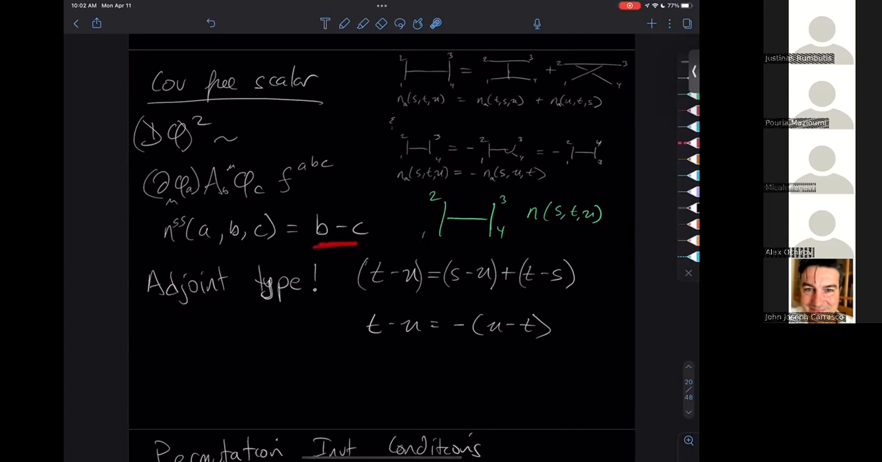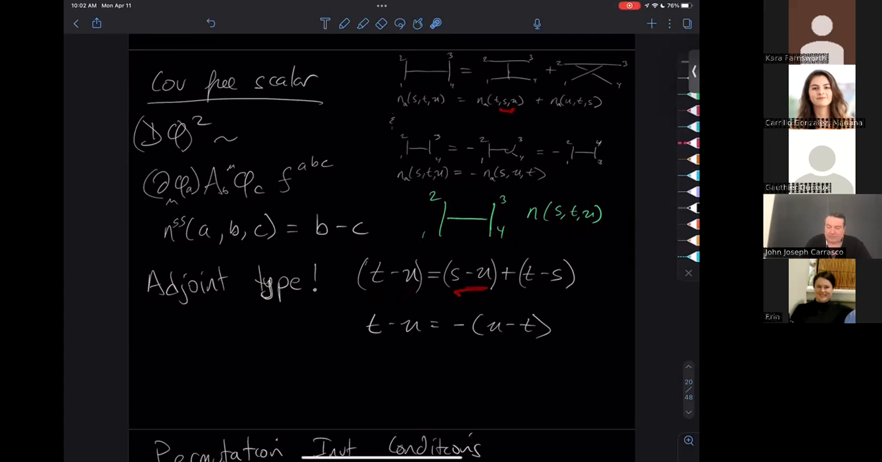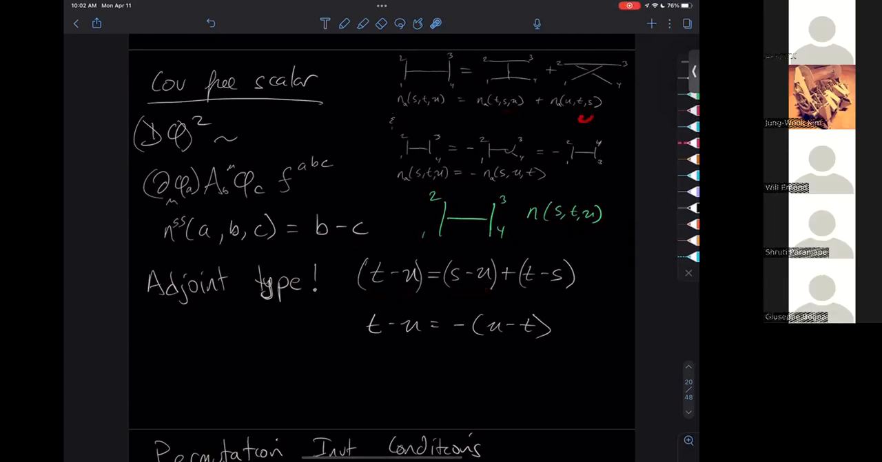So T minus U is the S graph, right? And S minus U is the T graph, and T minus S is the contribution from the U graph. And of course, T minus U is T minus U, and this trivially obeys the anti-symmetry condition. All right, so the covariantized free scalar is of adjoint type. It satisfies what we need at four points to participate in the color dual web of theories.